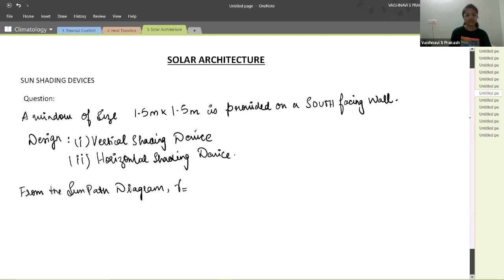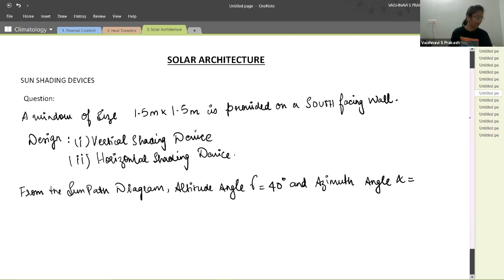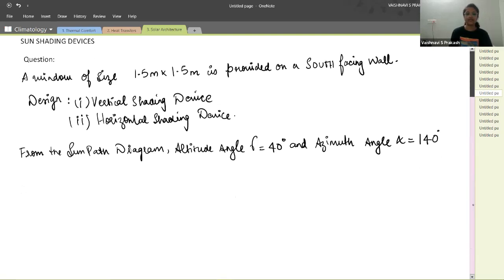Gamma, which is our altitude angle, is 40 degrees. Alpha is 140 degrees. Okay, so this is the question.